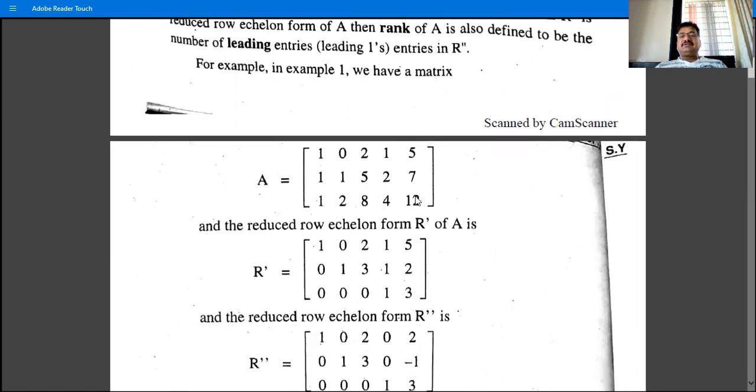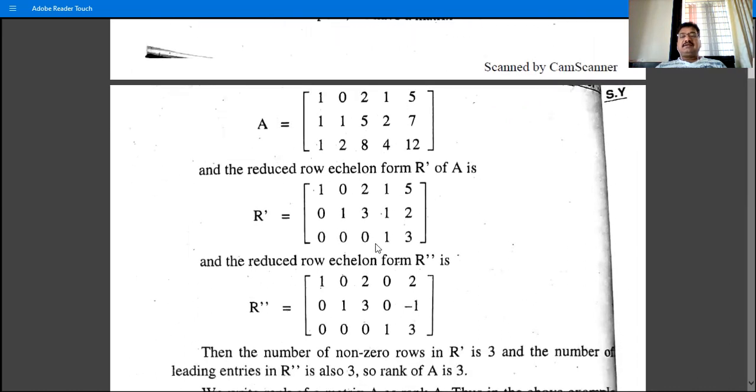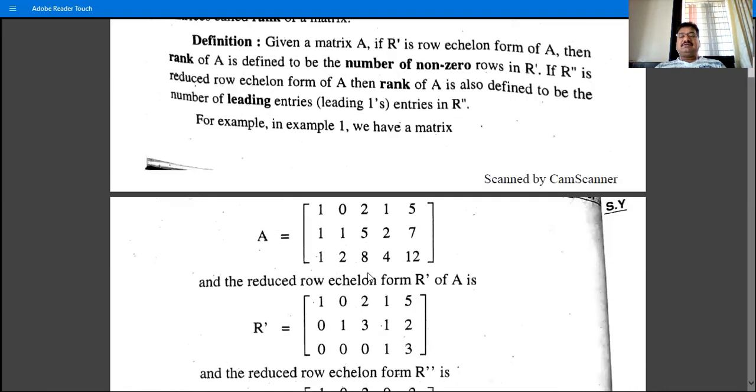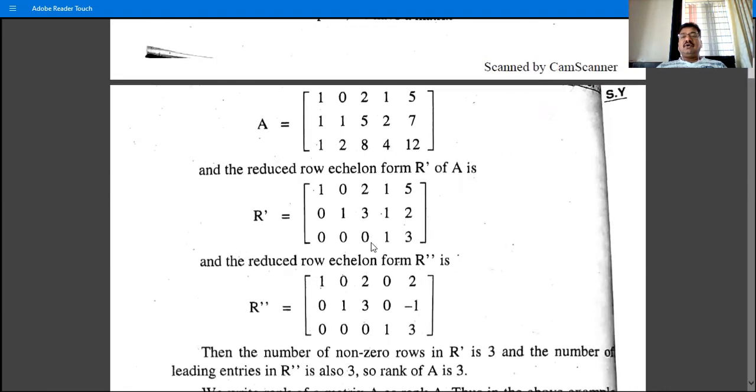So we have to reduce this matrix to reduced row echelon form. This is the reduced row echelon form of the matrix. So this is the echelon form of the matrix. This is the reduced row echelon form, R double dash. This is the row echelon form. So we have to reduce this matrix to either row echelon form or reduced row echelon form. So cancel this word, reduced row echelon form. This is row echelon form, this R dash.